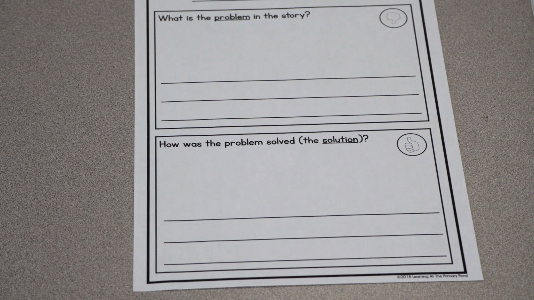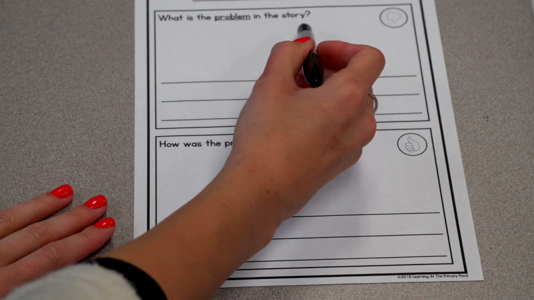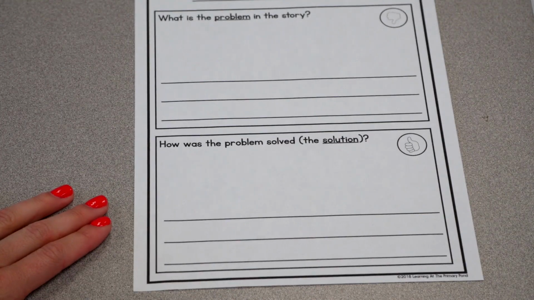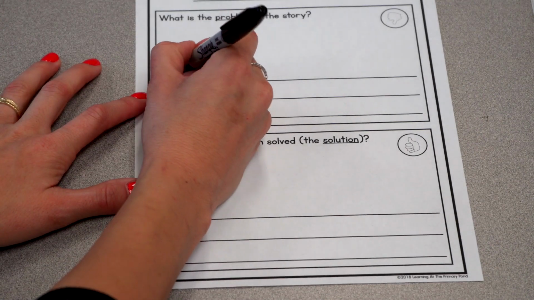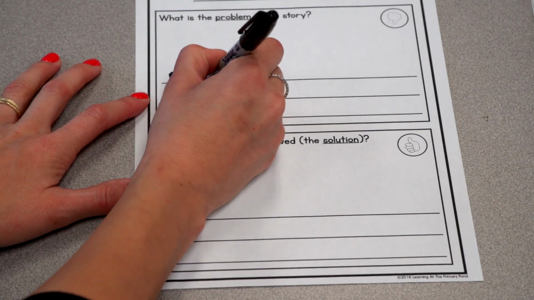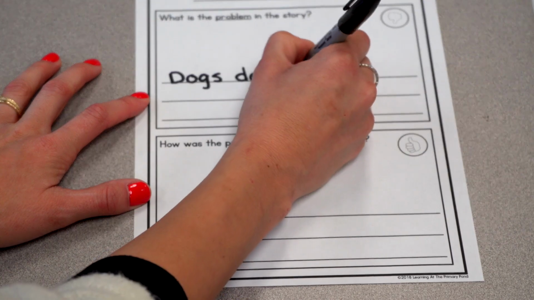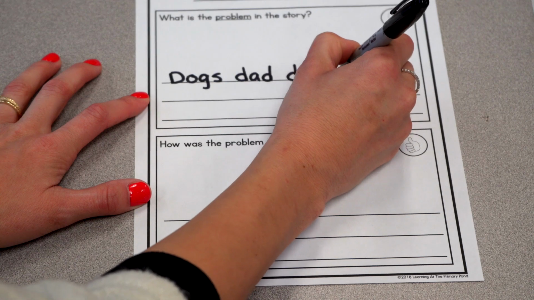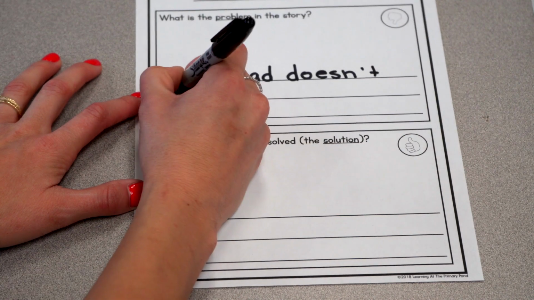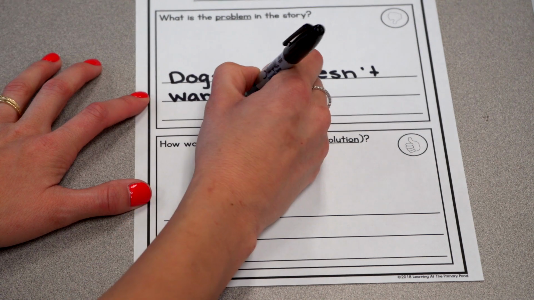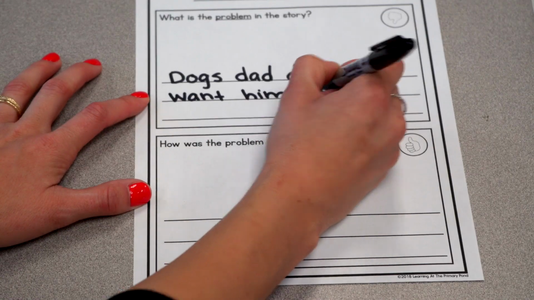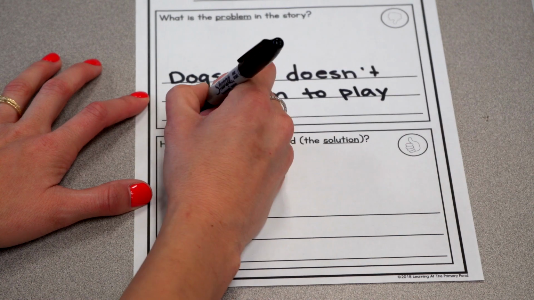I'm going to show you how to do it with the story we just read, and when you do it, you're going to do it with a story that you are going to read at home, so one of your own books. So the top here says, what is the problem in the story? And the problem in the story is that Dog's dad doesn't want him to play with cat.